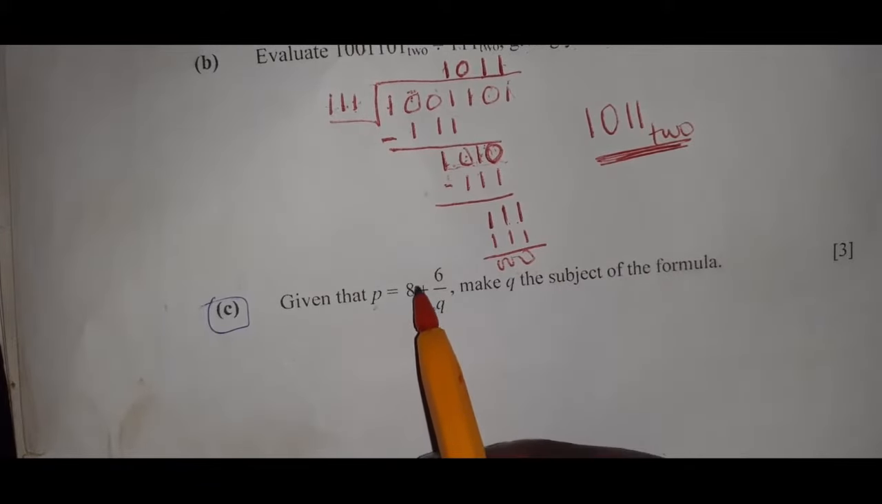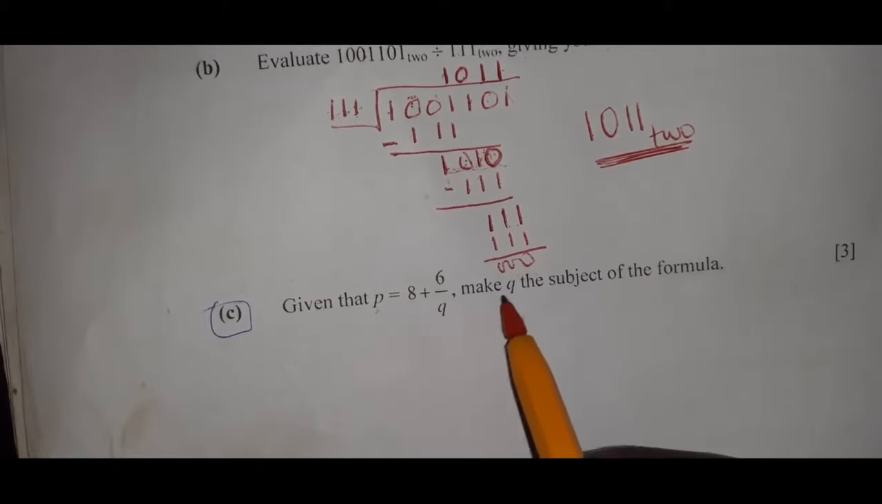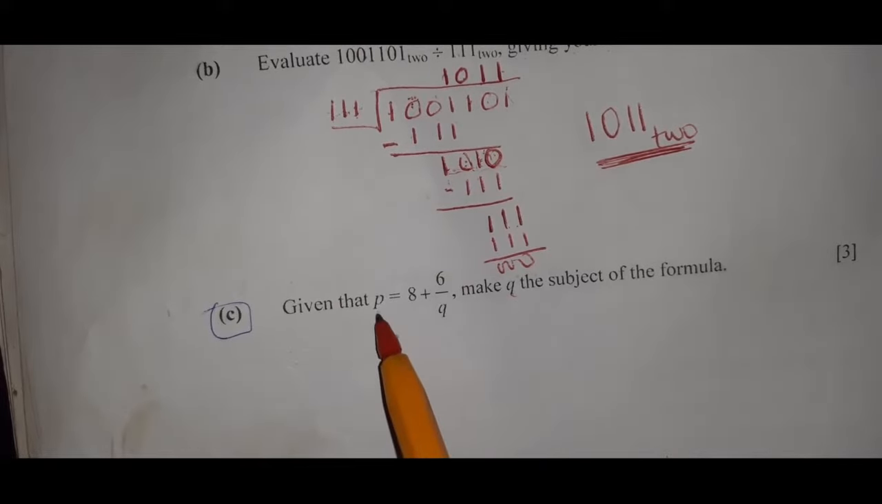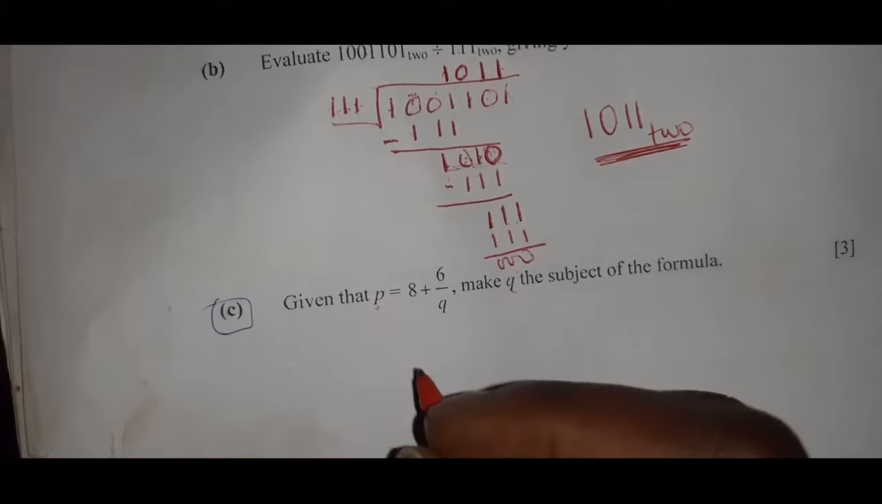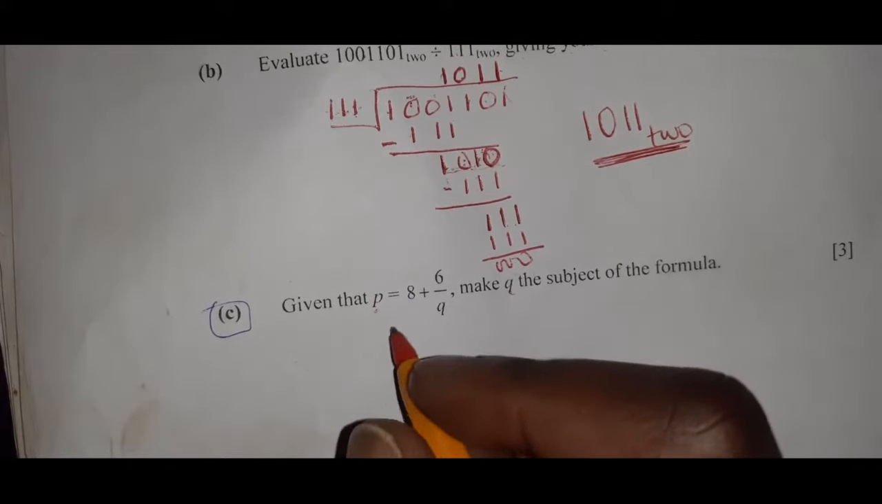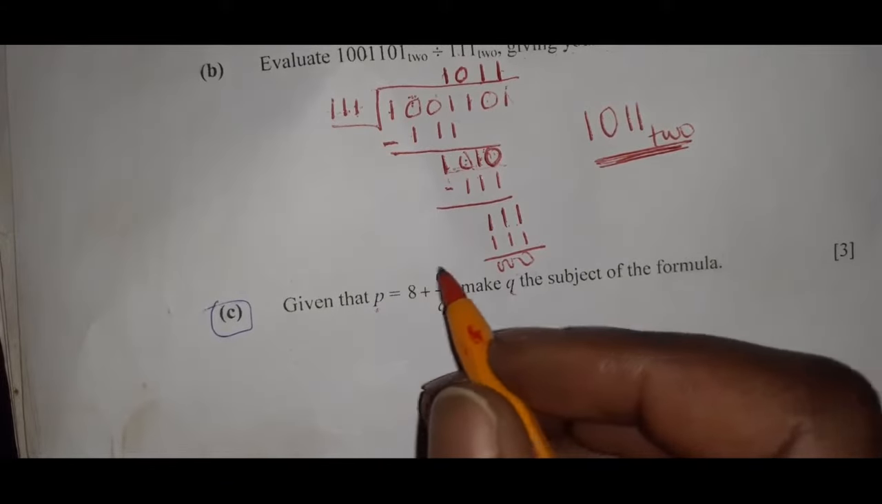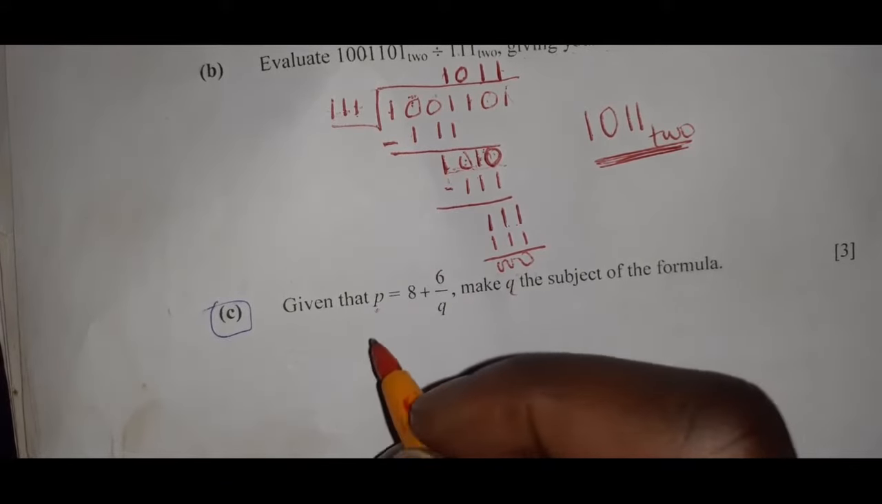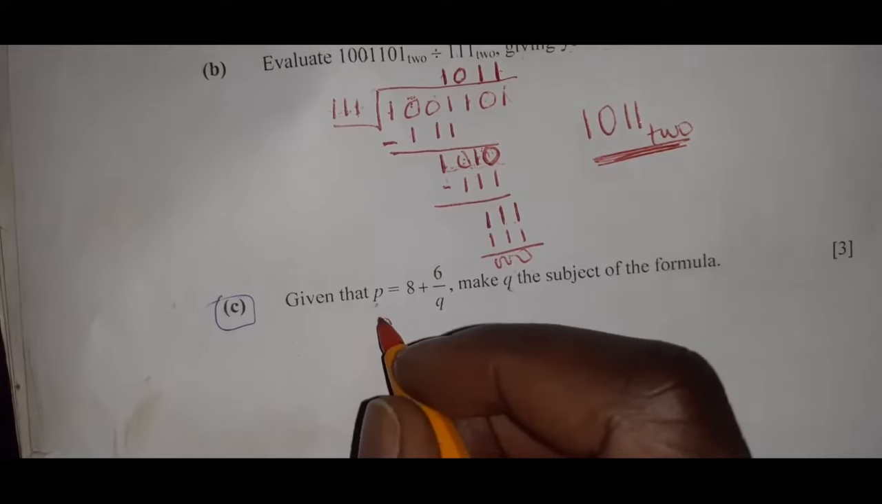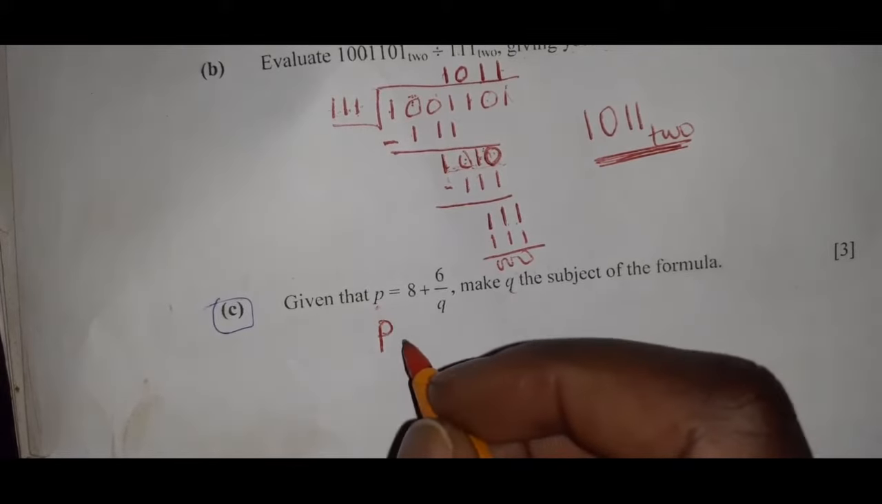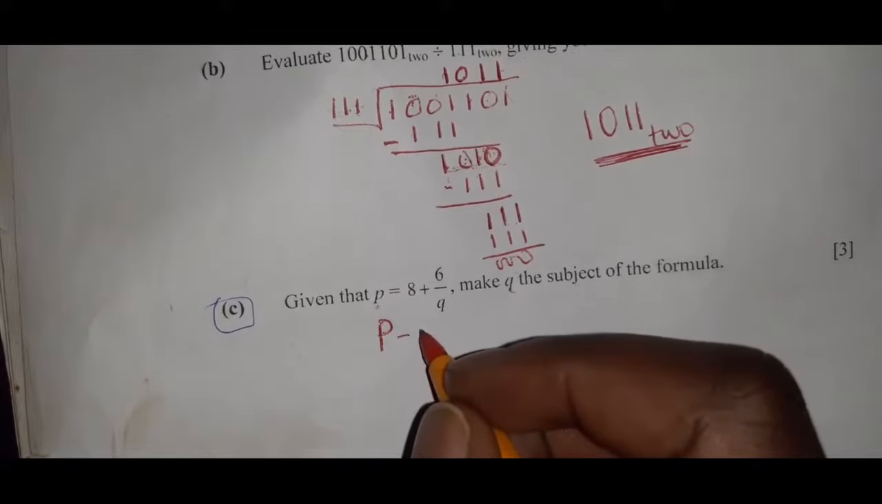So we come to this one. Given that P is equal to 8 plus 6 over Q, make Q the subject of the formula. Here the subject of the formula is P. So I'm going to use the same one here. What are we supposed to do? So we start solving right at this point. This 8 has to come the other side, so it will be P minus 8.